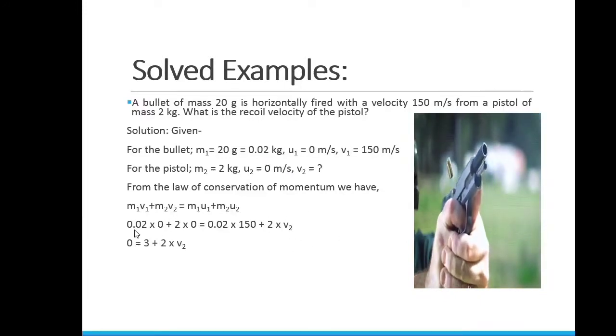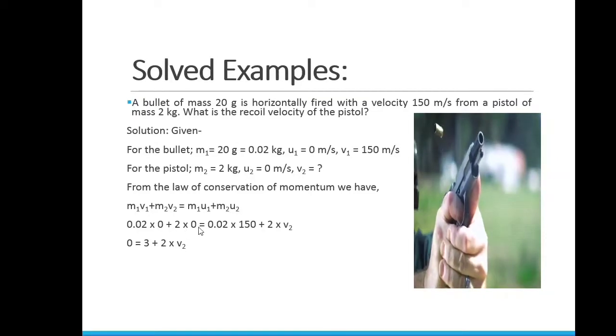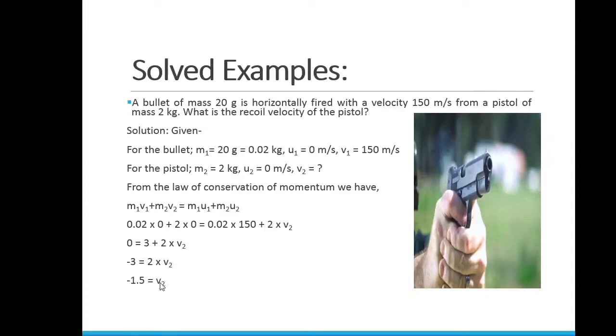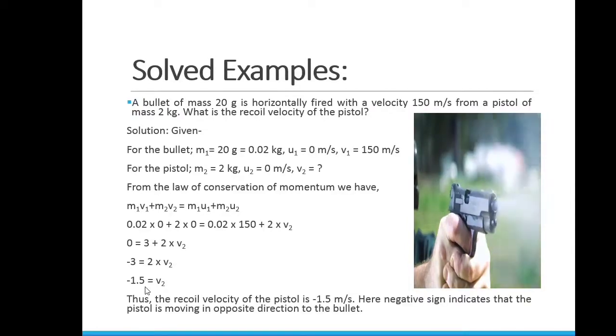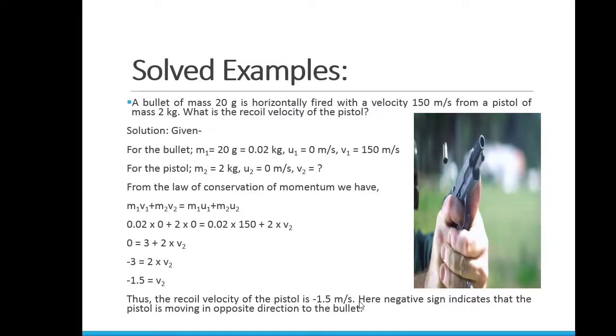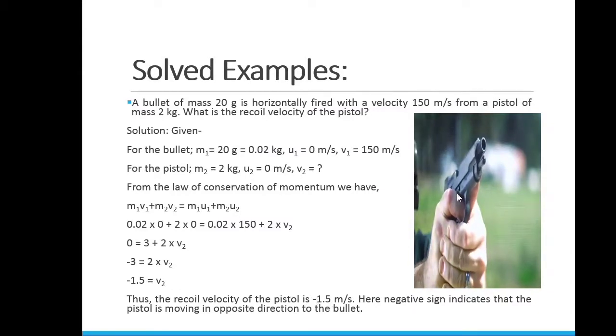On solving, 0.02 into 0 plus 2 into 0 is 0, which is equal to 0.02 into 150, we get 3, plus 2 into v2. So, on transposing, minus 3 is equal to 2 into v2. On dividing, we get v2 is equal to minus 1.5. Thus, the recoil velocity of the pistol is minus 1.5 meter per second. This negative sign shows that the pistol is moving in the opposite direction to the bullet. You can see that when the bullet moves forward, the pistol moves backward. That is why it is known as recoil velocity.